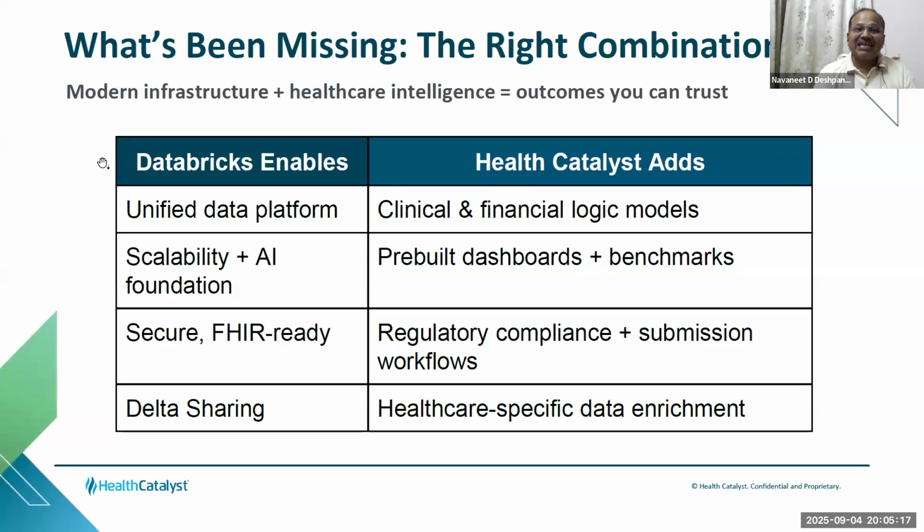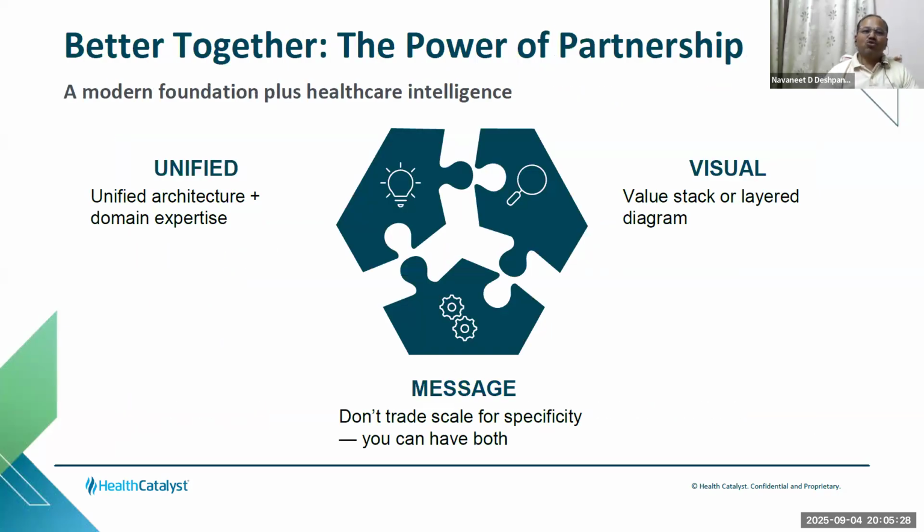So these kinds of Databricks, against Health Catalyst, they are trying to evolve in the project management scenario, in which they are going to have a unified architecture plus domain expertise on one hand. You have the visual value stack layer diagram on the other hand, so that everybody is on the same page and can have the visuals and analytics. And the message is: don't trade scale for specificity.